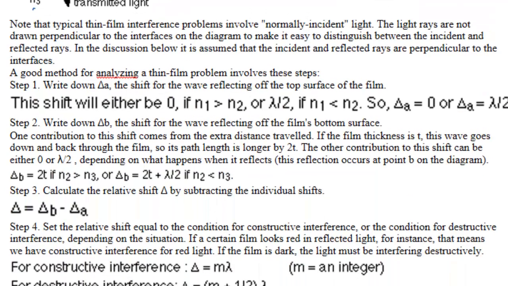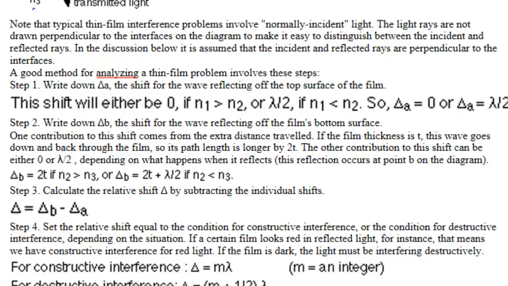Step 1, write down the shift for the wave reflecting off the top surface of the film. This is basically, is there a phase shift? And there will be a shift if the index of refraction of the first medium is less than the index of refraction of the second medium. The shift will either be 0 if N1 is greater than N2, or lambda on 2 if N1 is less than N2. So the relative shift is either 0 or lambda on 2.